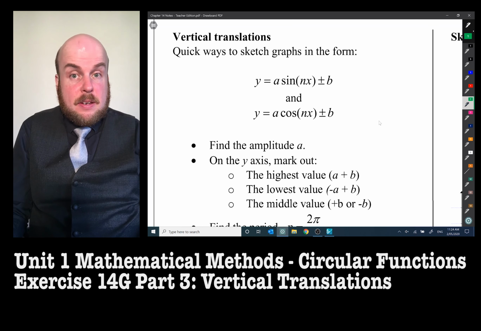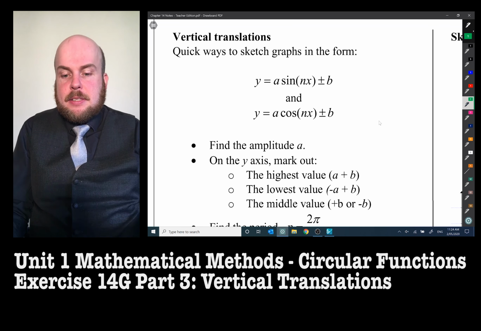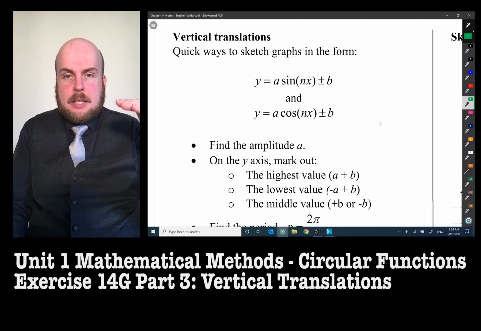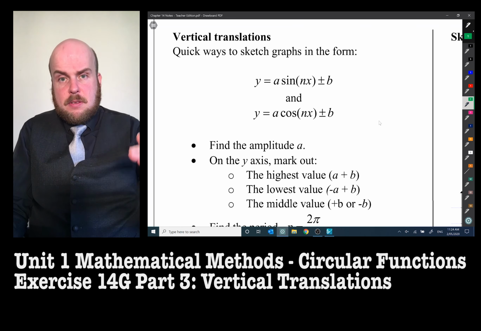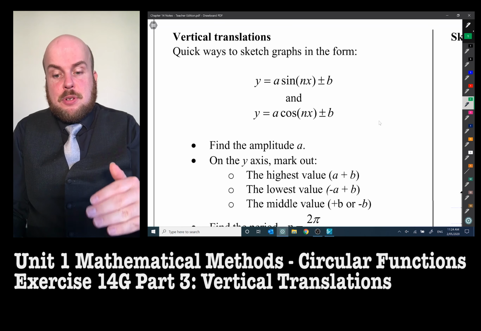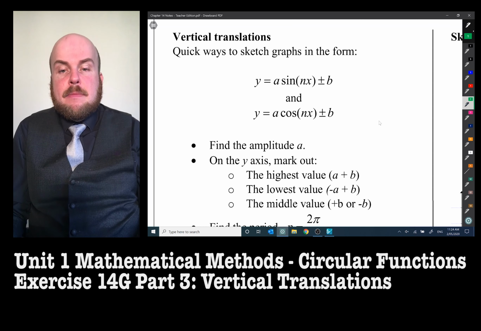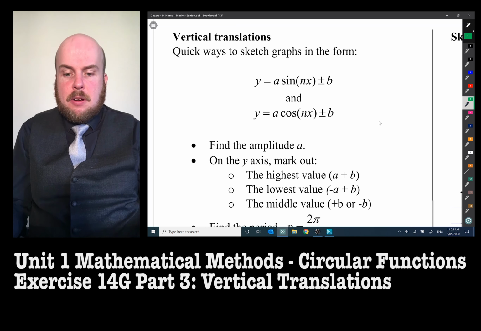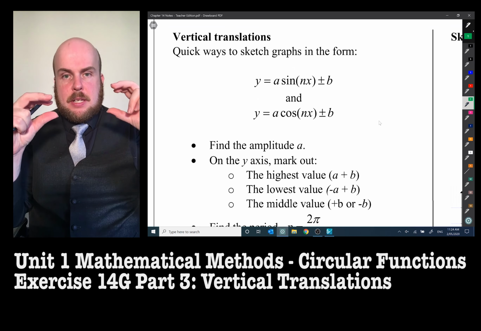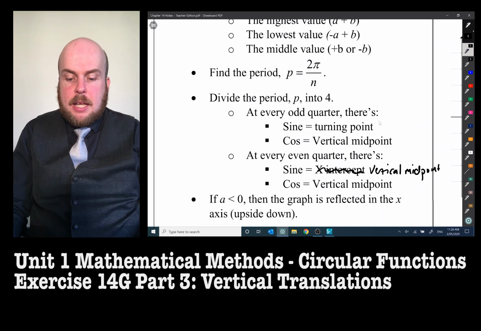So you still need to have the amplitude, but on the y-axis, what you want to mark out is the highest value, so the amplitude plus whatever the translation is. The lowest value, so the negative version of the amplitude, and then plus the translation, and the middle value, wherever the middle is. So that will be 0 plus the translation, or 0 minus the translation, wherever it's moved up or down.